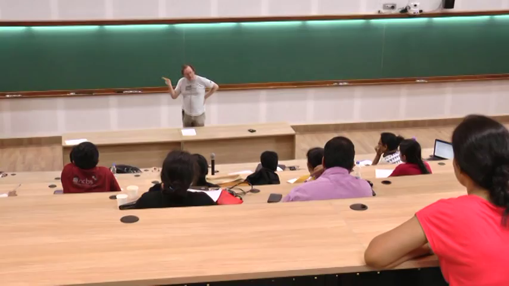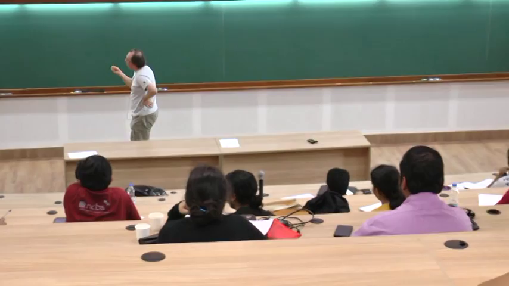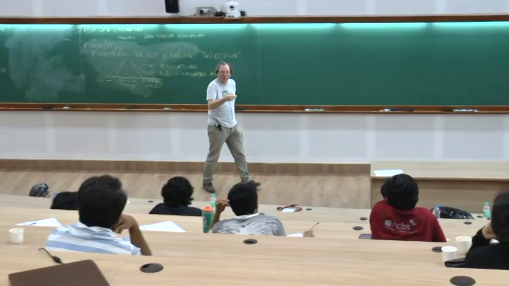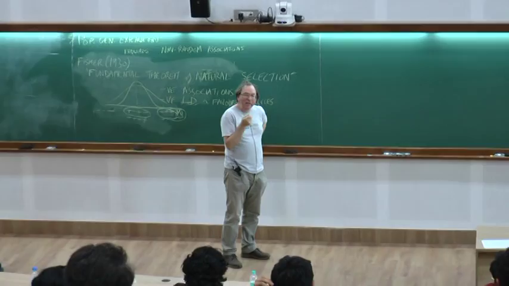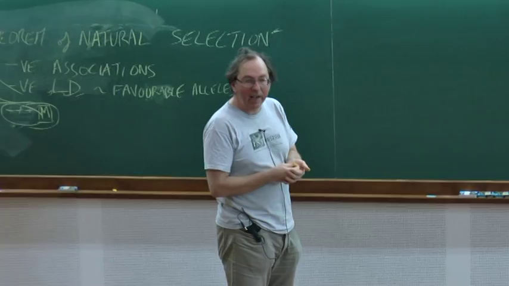Okay. So this point, although it seems really obvious, firstly, that if you're going to explain sex and recombination in population genetic terms, there has to be LD, and you have to have systematic negative associations in order for recombination to facilitate adaptation. Those points actually were, I think, first made really clearly by Felsenstein.